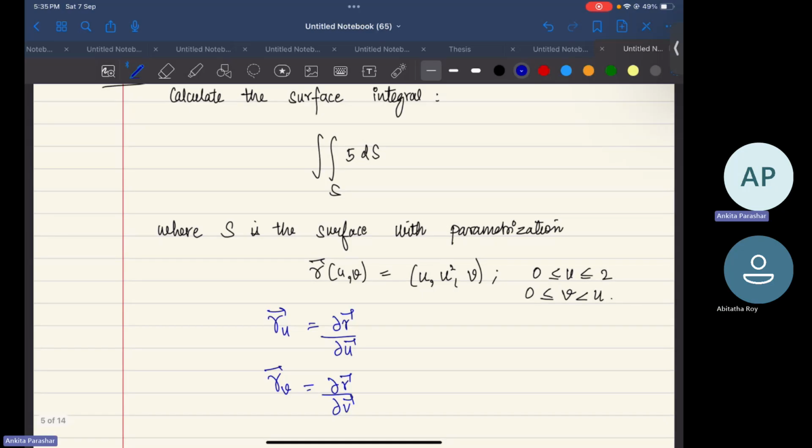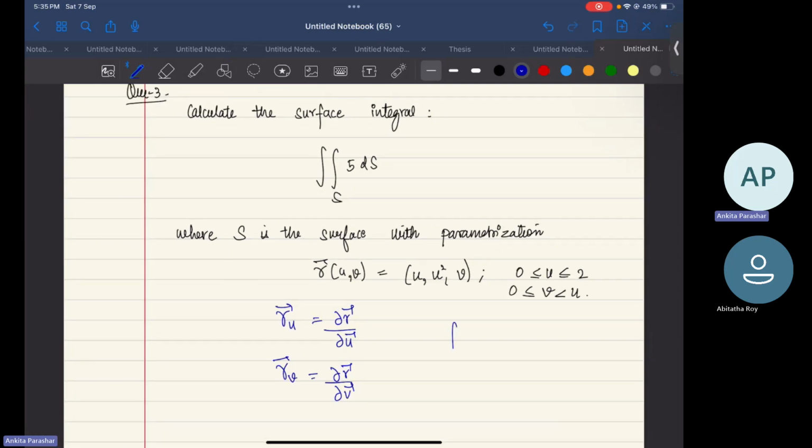And in this case, what is your F, F(x, y, z)? I will write capital F. You're integrating a certain function on the surface. What is that function? It's the constant function 5. So we don't have to change your function because parameterization will not change it. Your function will remain the same.